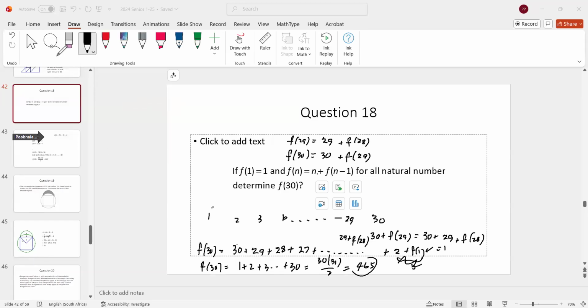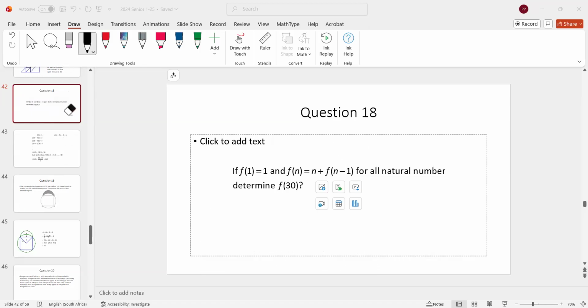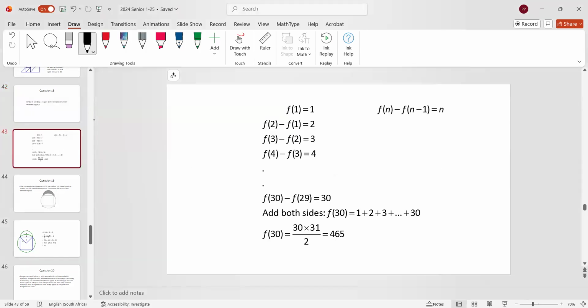All right, let's check to see whether this is the answer. Oh, I've done something else. I still have 465. Let's see what I've done here. You've got f of 1 equals 1.